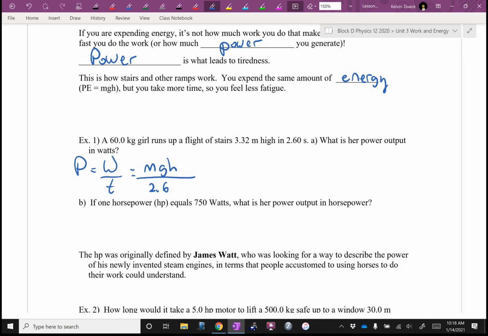So I got really sloppy. I didn't even write the delta. It's just going to be mg times your final height. Okay, 60 times 9.8 times 3.32 divided by 2.6.